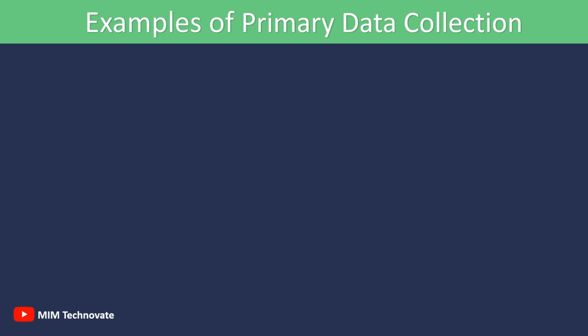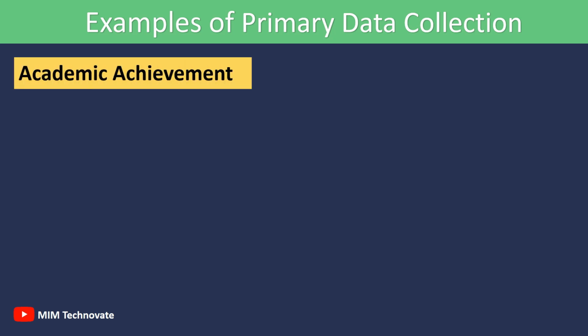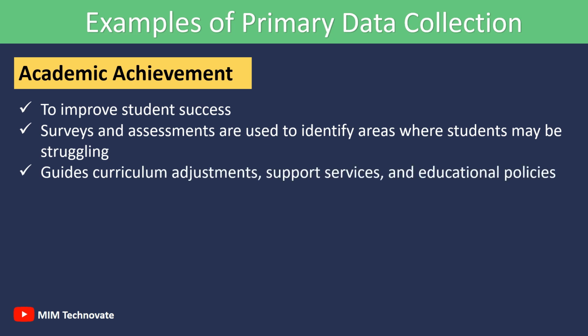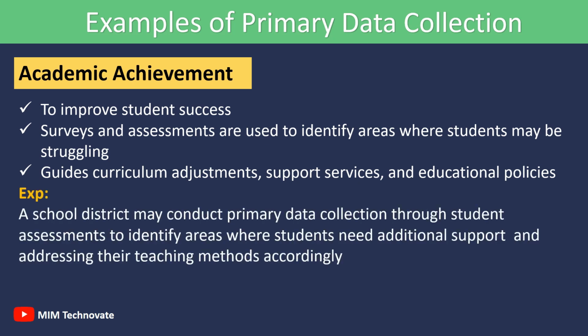Examples of primary data collection. Academic achievement. Education institutions leverage primary data collection to improve student success. Surveys and assessments are used to identify areas where students may be struggling. This data guides curriculum adjustments, support services, and educational policies. For example, a school district may conduct primary data collection through student assessments to identify areas where students need additional support and address their teaching methods accordingly.